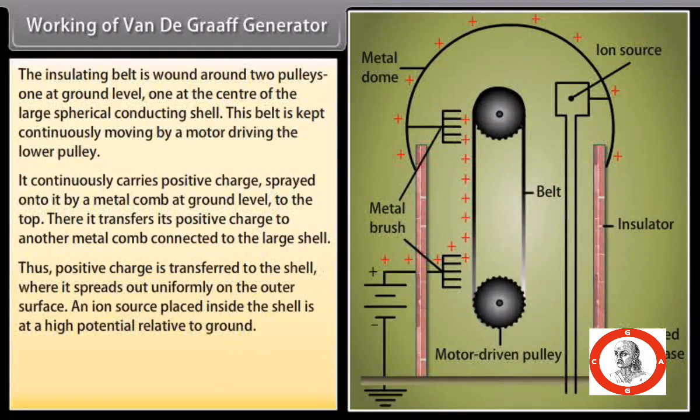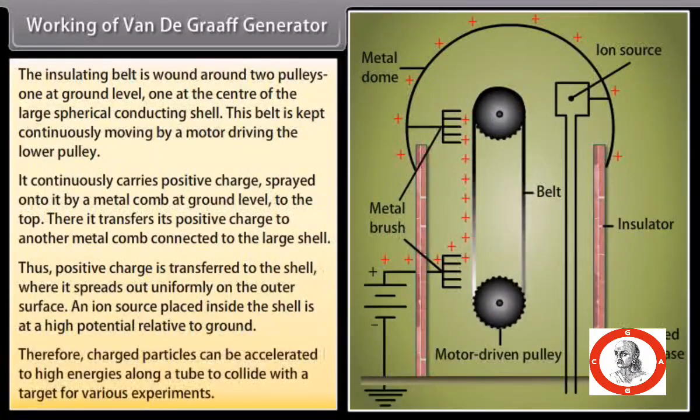An ion source placed inside the shell is at a high potential relative to ground. Therefore, charged particles can be accelerated to high energies along a tube to collide with a target for various experiments.